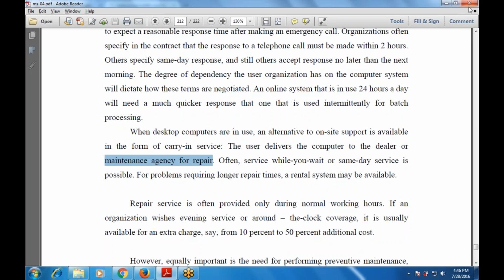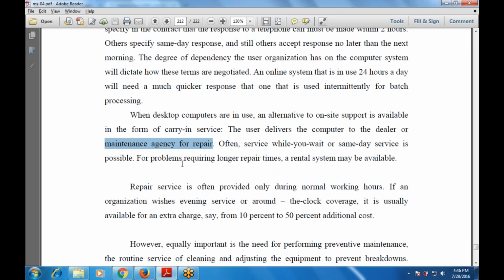So when you talk about longer repairs, in that case we are using the financial factor, we are using rental systems. The repair service is often provided during normal working hours, and if an organization wishes evening service or around-the-clock coverage, it is usually available for an extra charge, say from 10% to 50% additional cost.